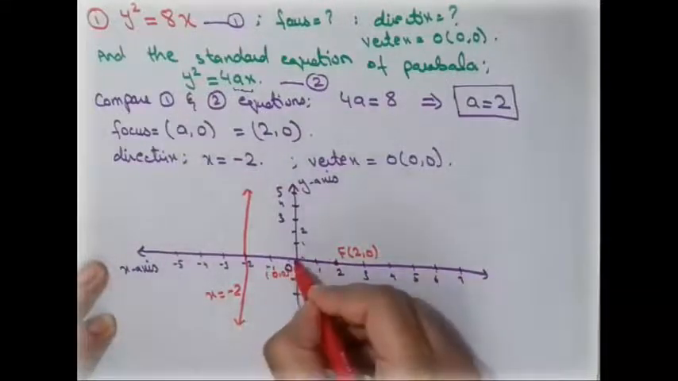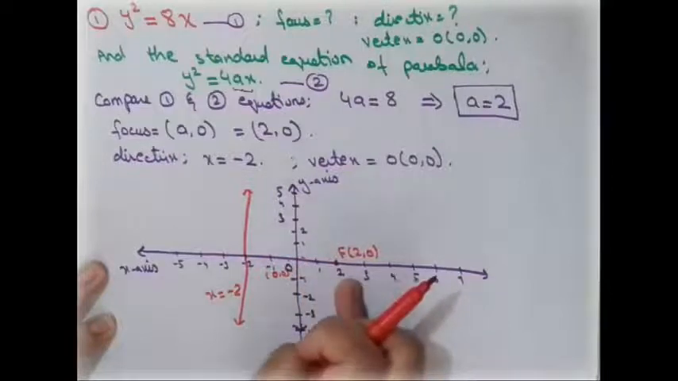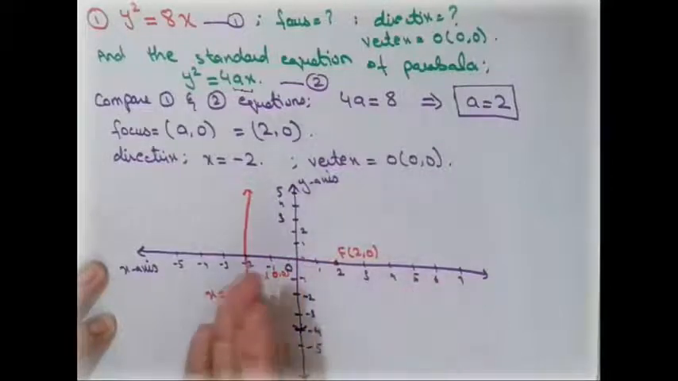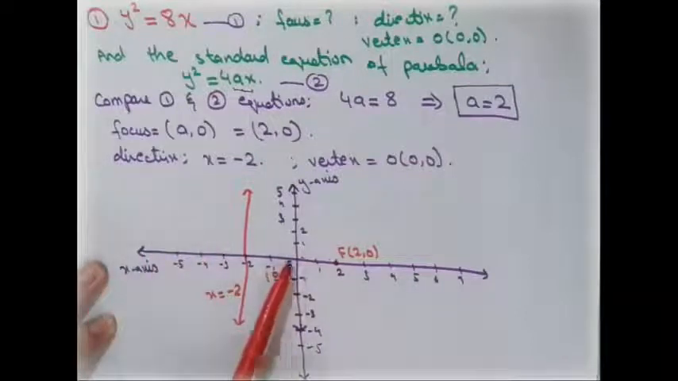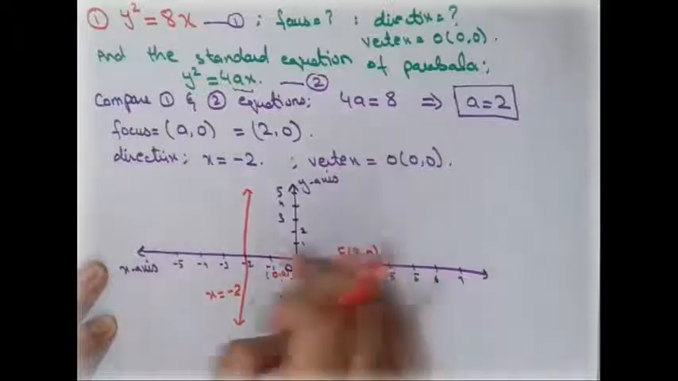That the parabola opens towards the focus and away from this directrix line means the parabola doesn't open on this side. So we need to find points that we can plot a graph on it.